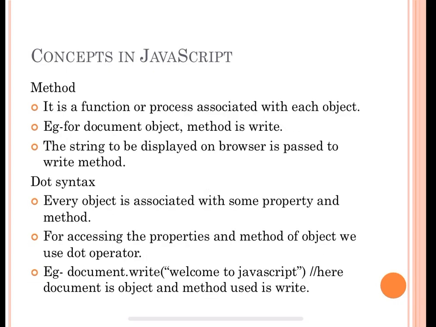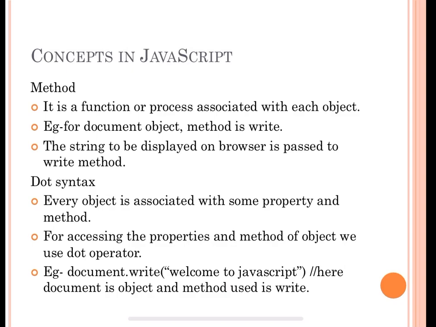Next is method. As you all know, an object has a property as well as a method. A method is basically a function or a process associated with each object. For example, there is a document object, and it has a method write. If you want to display any string on your browser, you can use the document.write method in order to display that string.